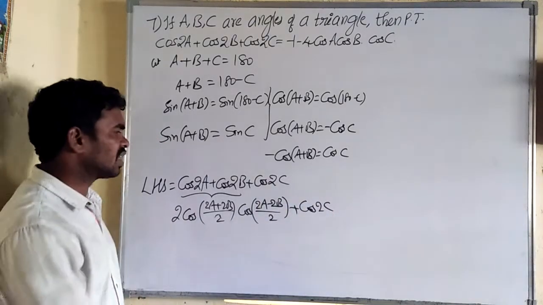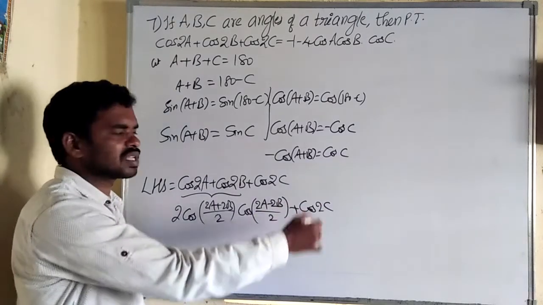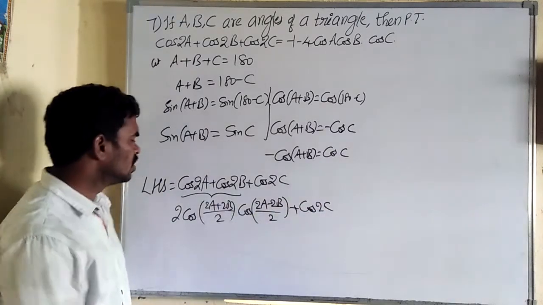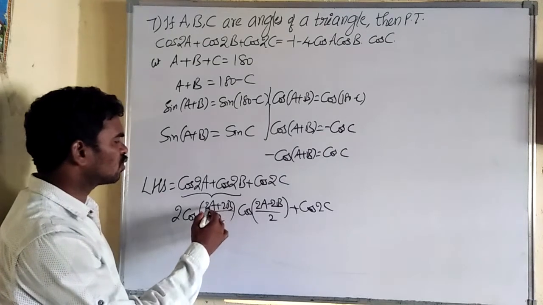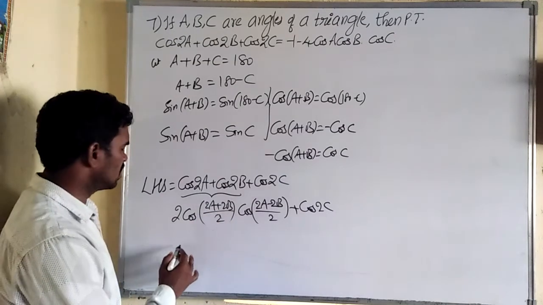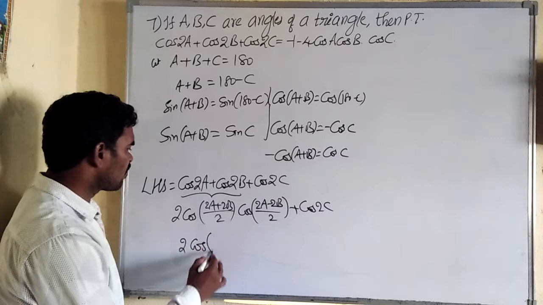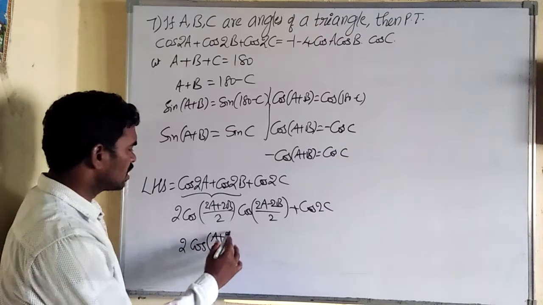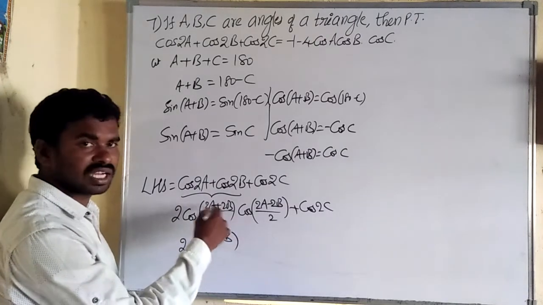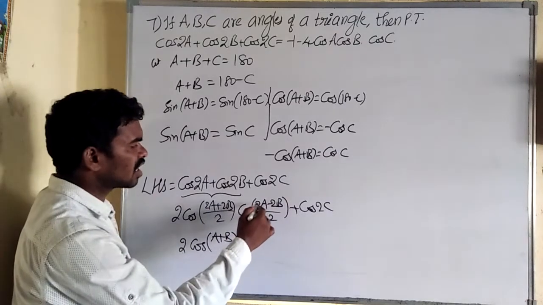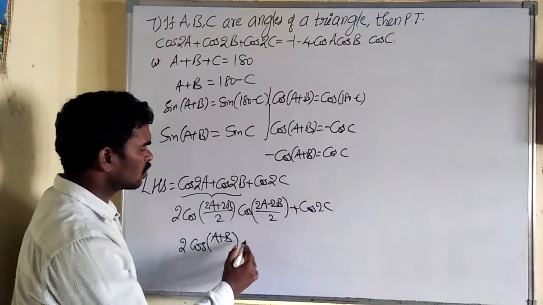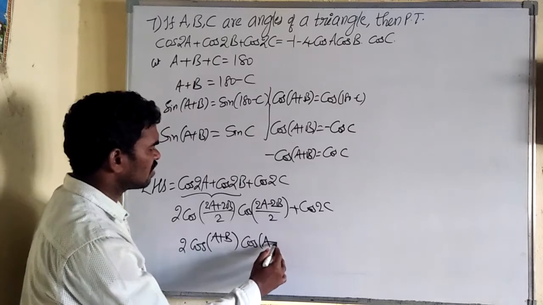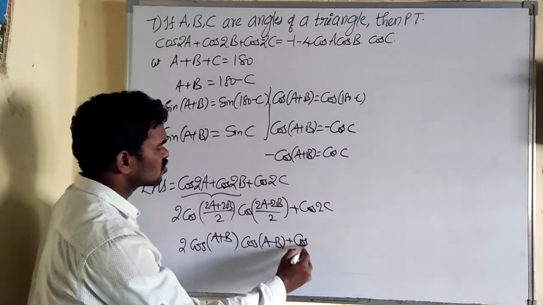Now we can convert it either in terms of sine or in terms of cos, but later we can do that. Here take 2 out common: we get 2 into (A plus B) by 2. The 2 gets cancelled, so we get cos of A plus B. Similarly, in the second factor the 2 in numerator and denominator cancel, then we get cos of A minus B plus cos 2C.